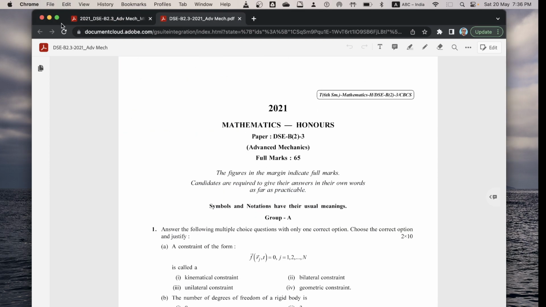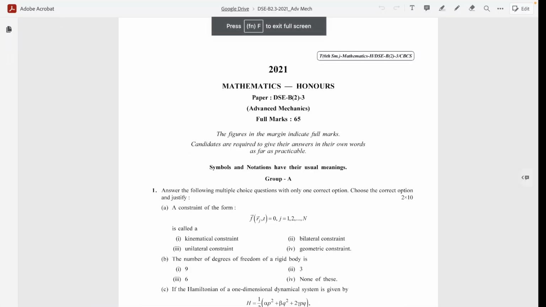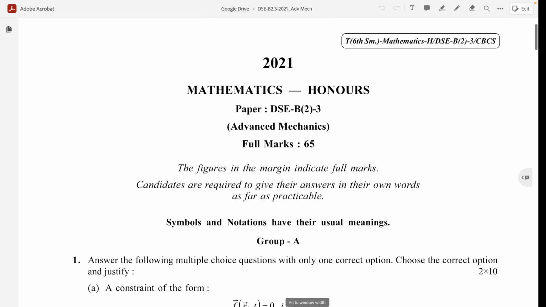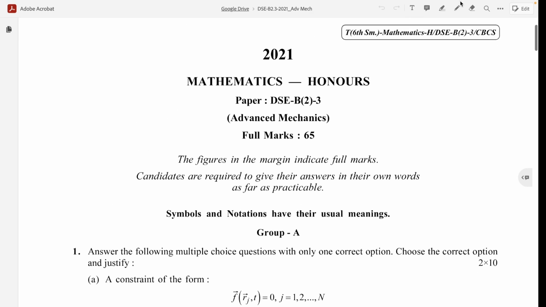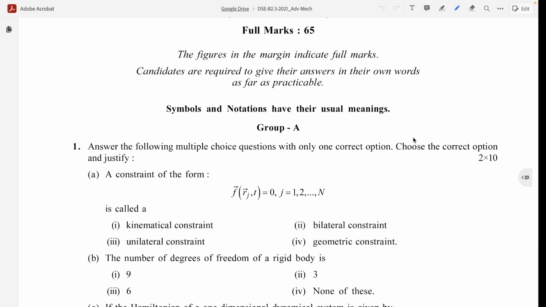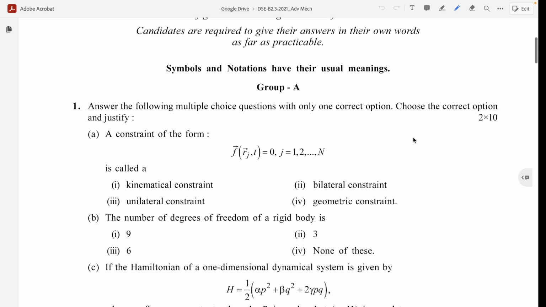First question is, answer the following multiple choice question. A constraint of the form f(r_j vector, t) = 0, for j = 1, 2, ..., n is called a bilateral constraint and also a geometric constraint.